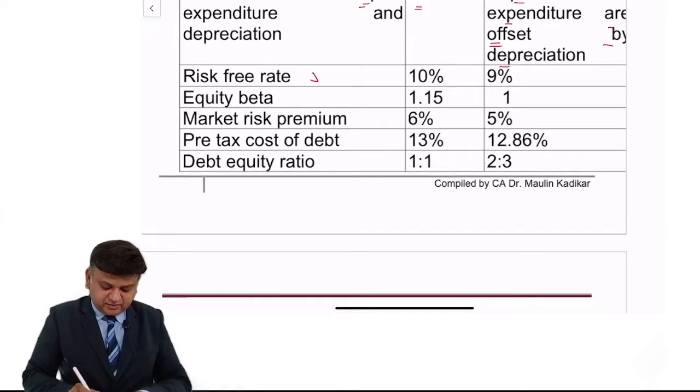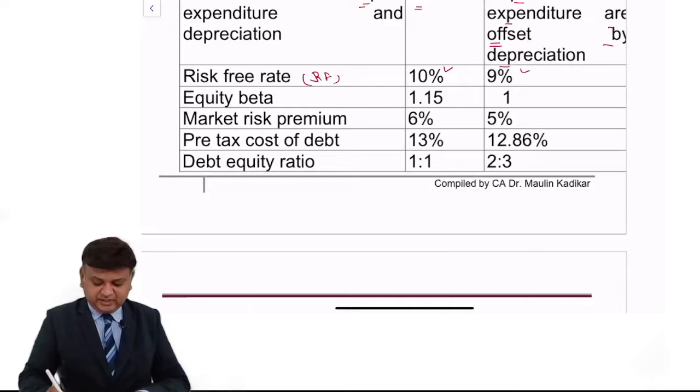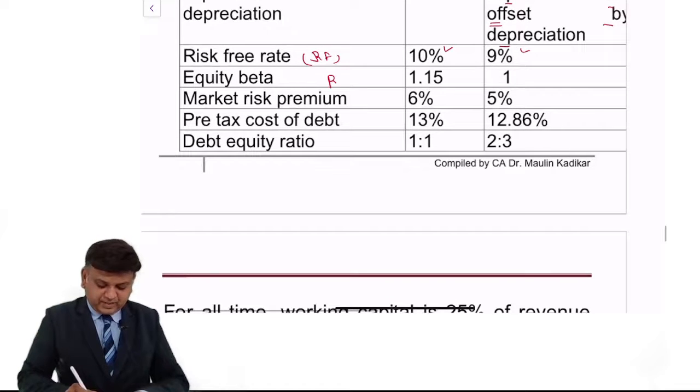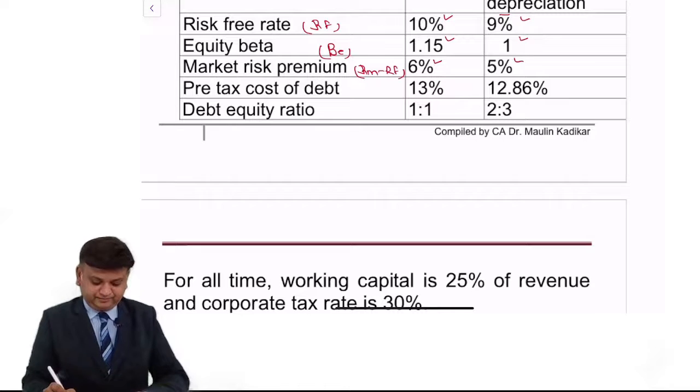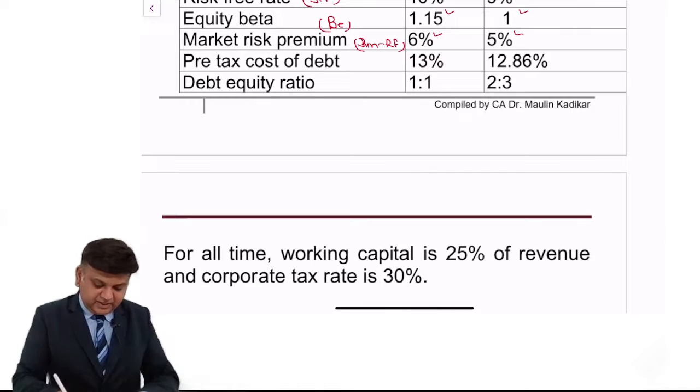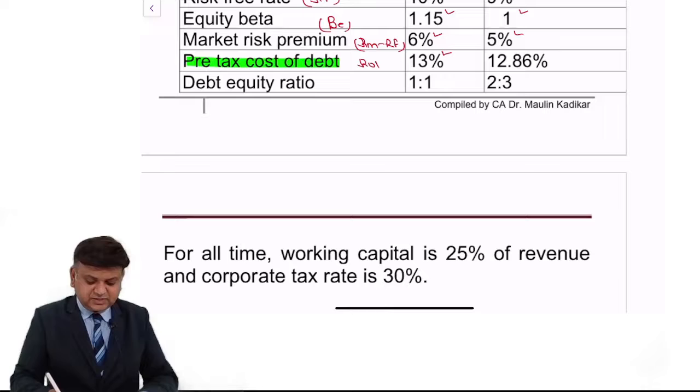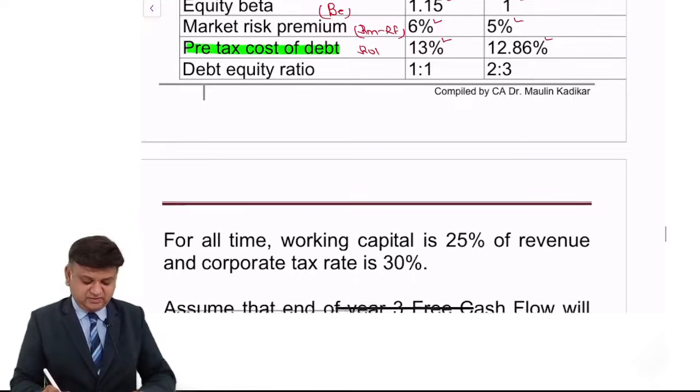The risk-free rate of return, RF, during this period is 10% and later on 9%. Beta of equity is given to us as 1.15 and then 1. Market risk premium, RM minus RF, is 6 and later on it is 5. Pre-tax cost of debt is given. It means that the rate of interest is given. It is 13 and 12.86.